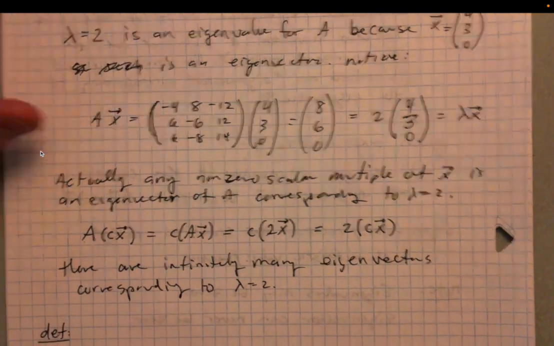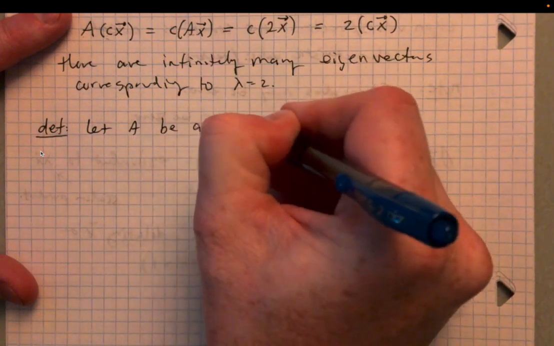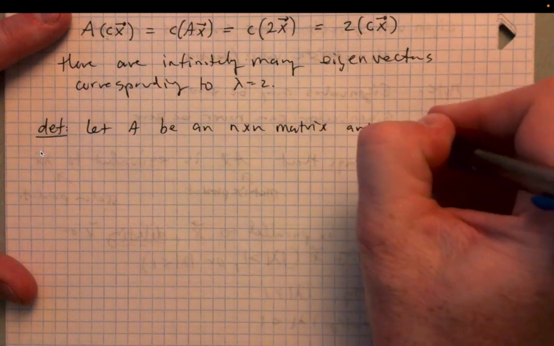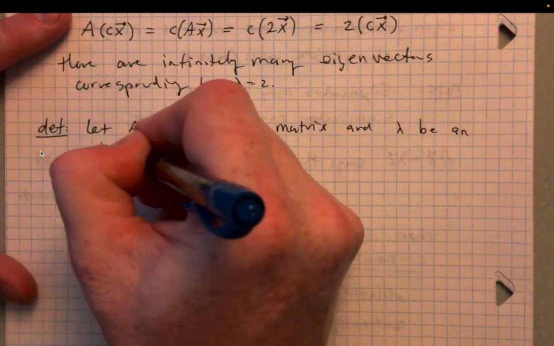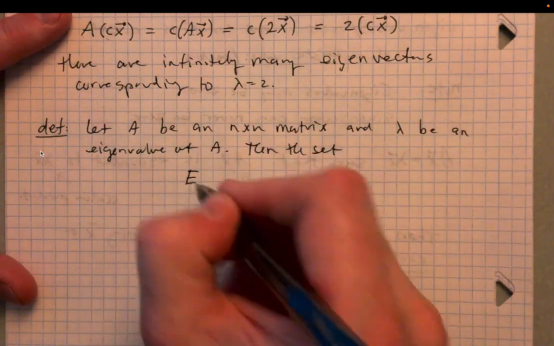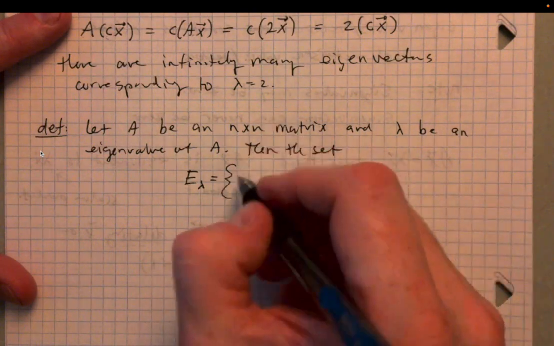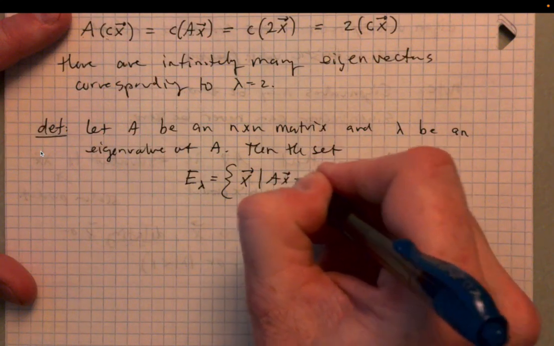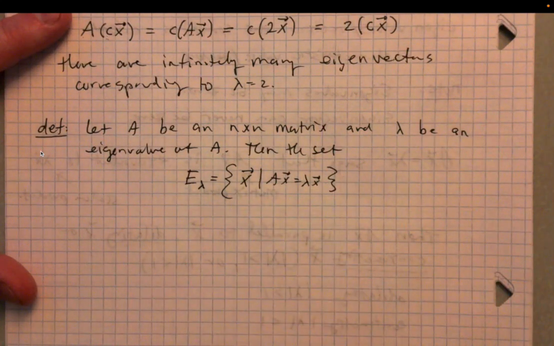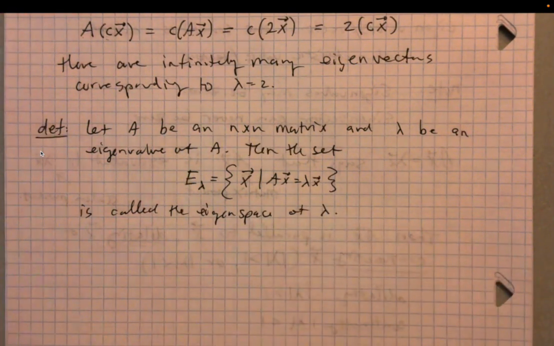And so let's define what we mean by the eigenspace. We'll let A be an n by n matrix, and lambda be an eigenvalue of A. Then the set, and here's how a lot of times it's denoted, as just a capital E with a subscript lambda, whatever the eigenvalue happens to be, E lambda, equal to the set of all vectors such that Ax equals lambda x. This is called the eigenspace of lambda. This eigenspace is the set of all vectors associated with lambda, and this is going to naturally include the 0 vector.